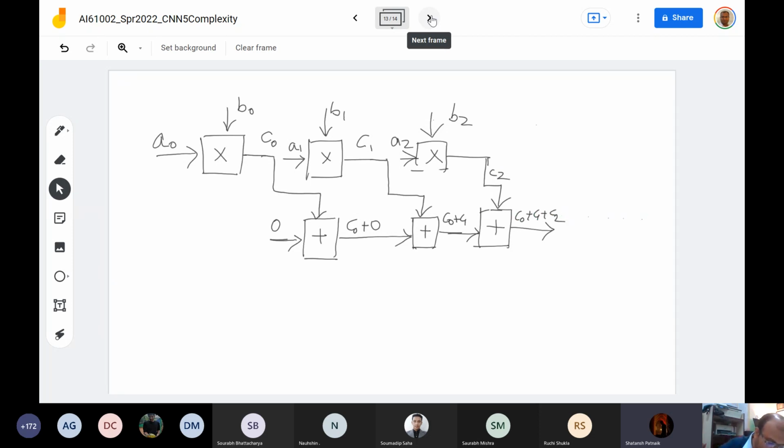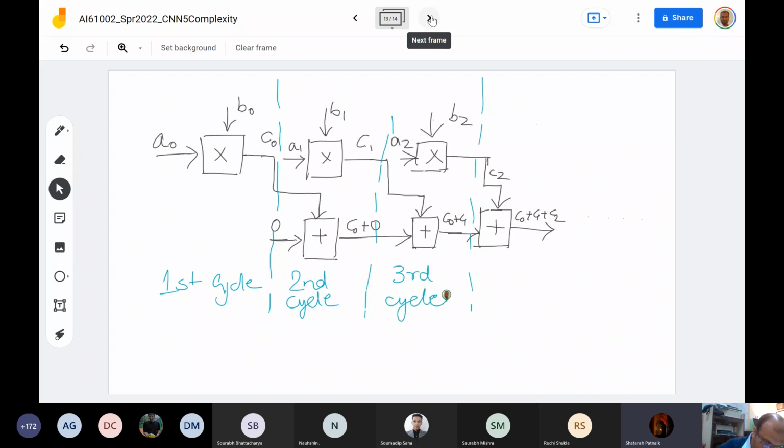Okay. Now, if you look over here, this operation is what I run in the first cycle. This is what I run in the second cycle. This is what I run in the third cycle. This is what I would run in the fourth cycle. And then in the last cycle, I don't have any multiplier, I just have an adder, which will come down over there.